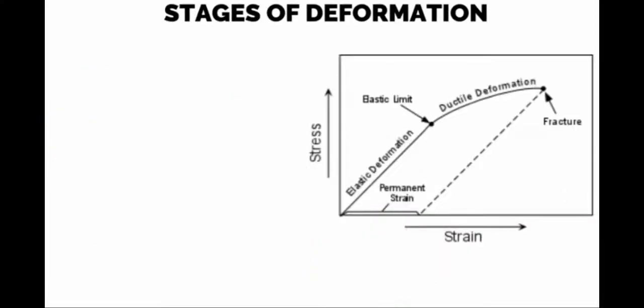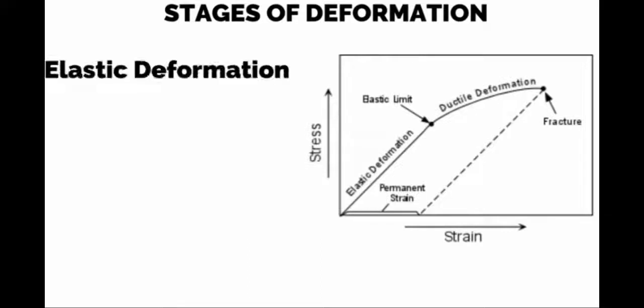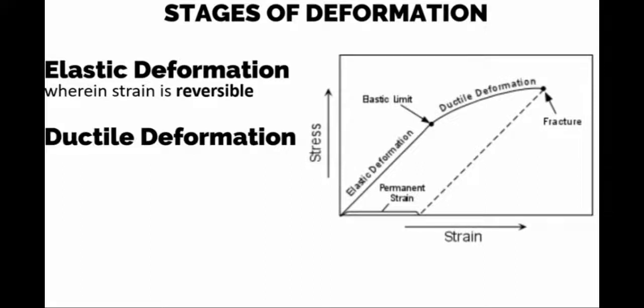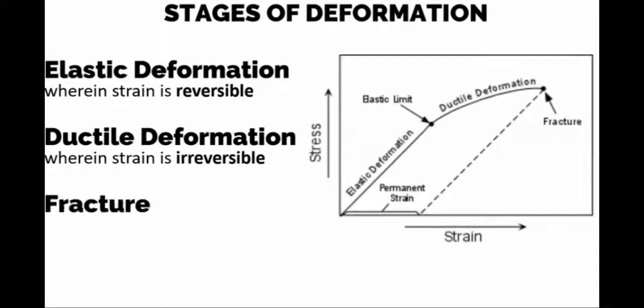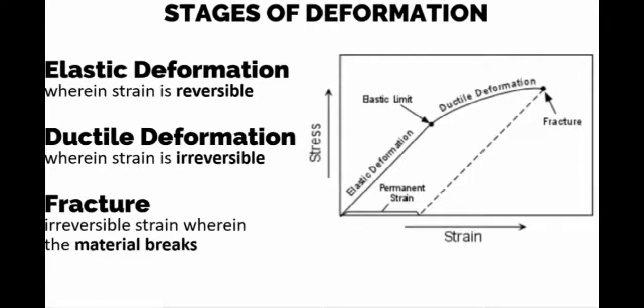When a rock is subjected to increasing stress, it passes through three successive stages of deformation. The first one is the elastic deformation. Here, the strain is reversible, so meaning it can go back to its original form, just like the rubber band. Next, we have the ductile deformation. Here, the strain is irreversible. You cannot change it again. It cannot go back to its original form. Then we have the fracture. It's an irreversible strain wherein the material breaks.